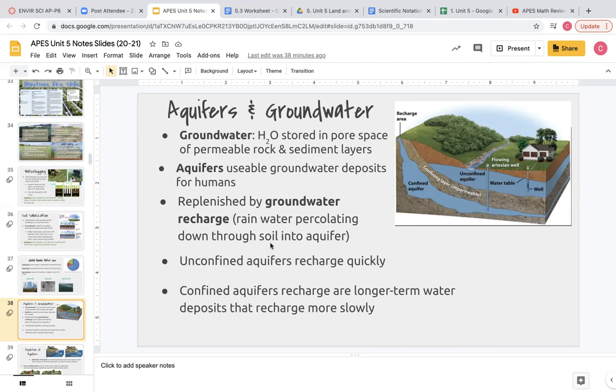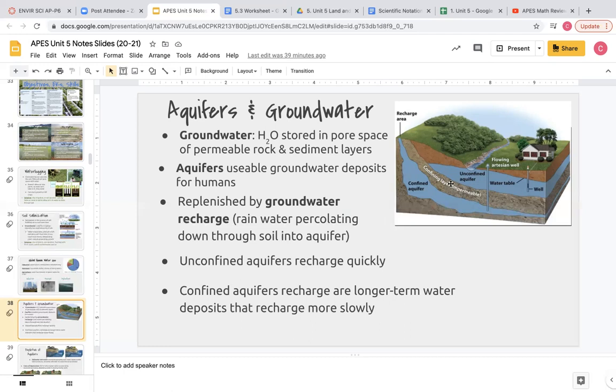And then replenished by groundwater recharge, which is this right here where I said how this confined aquifer has to travel through the soil before it can get into that aquifer. There's no opening. So that's called groundwater recharge. And that's when the water goes through the soil and down into that aquifer.